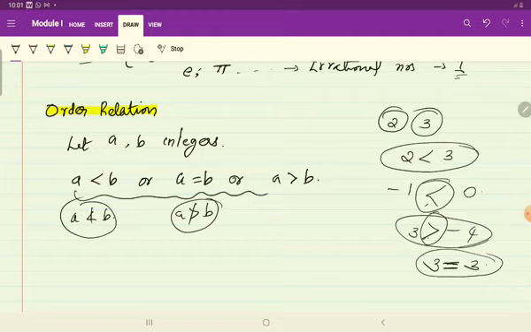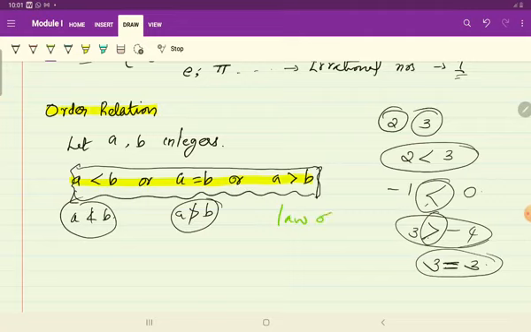So between any two integers we can say this rule: a less than b, or a equal to b, or a greater than b. These are the only three possibilities, and this is known as the law of trichotomy. It is a very important law. That means in between any two integers, the relation is either a less than b, a equal to b, or a greater than b.